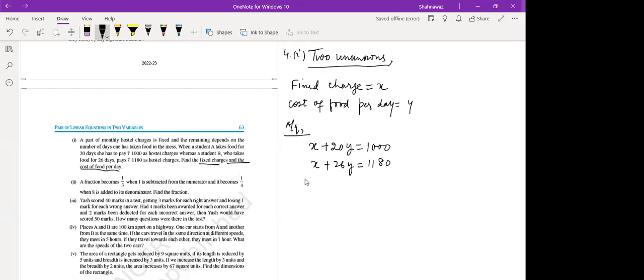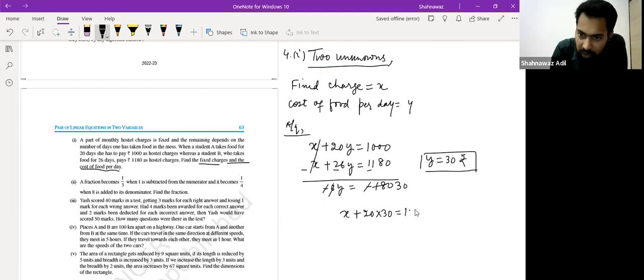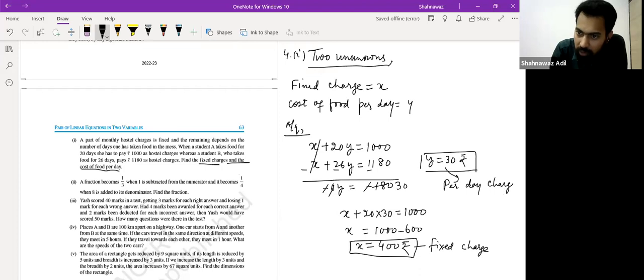So we can do elimination. So x cancels, and this is minus 6y, and 1,000 minus 1,180 is minus 180, so y is 30. So the recurring amount is 30 rupees per day, and the fixed charge is what? x plus 20 into 30 is 1,000, so x is 1,000 minus 600, so 400. So this is the fixed charge, and this is the per day charge.